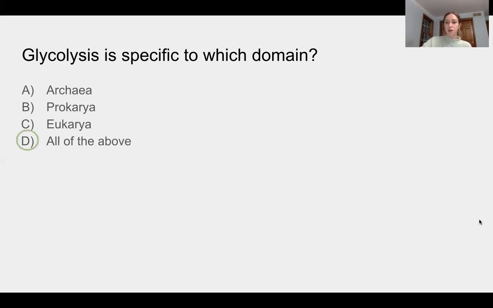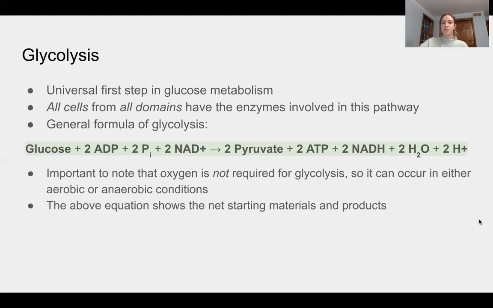So I'm just going to go over a little bit about why that is and some helpful things to remember. Glycolysis is universal across all domains. So all cells from all domains have the enzymes that are involved in this pathway. We're going to go over all of those enzymes a little bit later, but all cells have them and are capable of doing this. It is important to note here that oxygen is not a requirement in this step. So it's not an aerobic process, so it can occur in either condition.